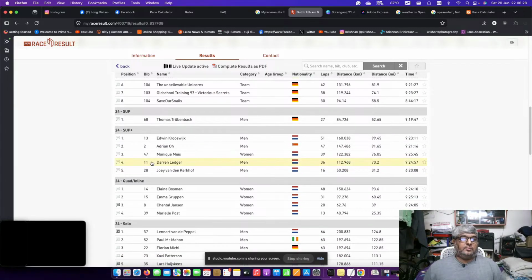Then comes the SUP plus category, wherein people paddle, people push, people pump. All three are allowed in this category. Edwin Cruzwick sir is leading. Last year, he did nearly 100 miles. That's amazing. Last year, due to his sisters, they couldn't compete properly, so they limited themselves to 100 miles. In the Dutch Ultraskate 2025, Edwin Cruzwick sir wanted to do 250 miles. He was preparing for that, but he couldn't do it. But I think this year he is going for it.